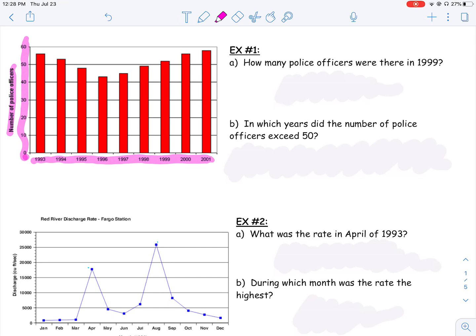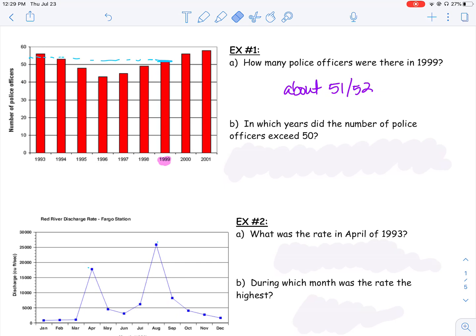Okay, now that we know that information, we should hopefully be able to answer the questions using this bar graph. So, example number 1A says how many police officers were there in 1999? So we have to find 1999 on our graph. We need to be able to follow the bar up to the top and figure out how many police officers there were in that year. If you follow it over to the amount, it's a little bit above 50, but not quite 55. So we're not going to be able to get exact, but we should be able to estimate that there were about 51 or 52 police officers that year.